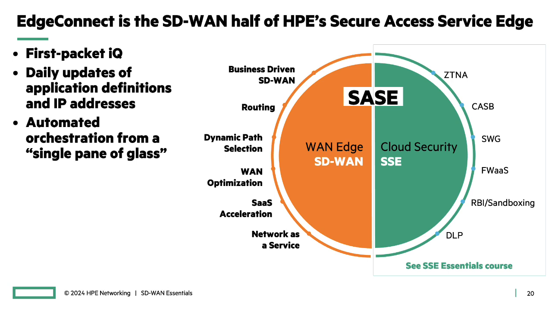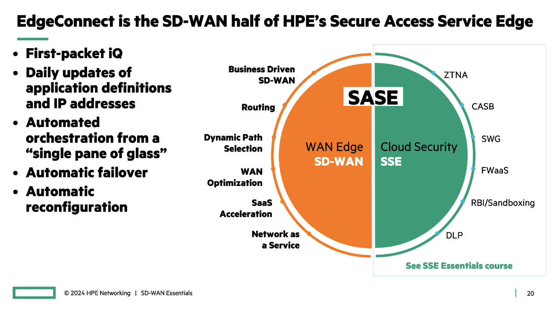Automate orchestration between the SD-WAN and cloud-delivered security services from a single console to make it easy. Automatically fail over to a secondary cloud security enforcement point to avoid any application interruption. Automatically reconfigure secure connections if a newer, closer location to the branch location becomes available.